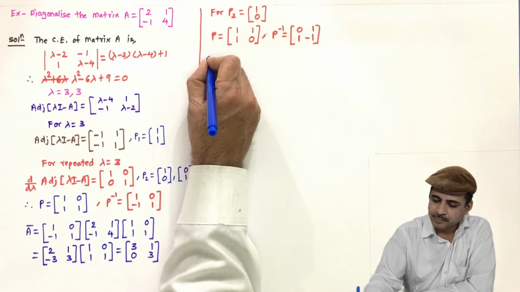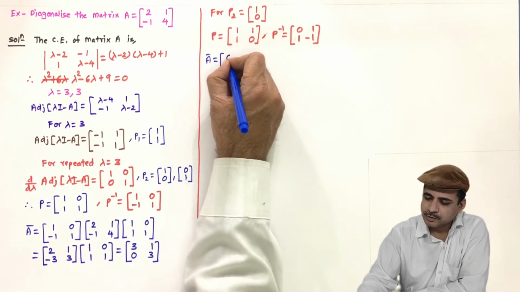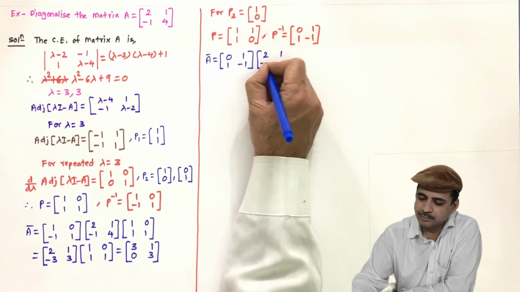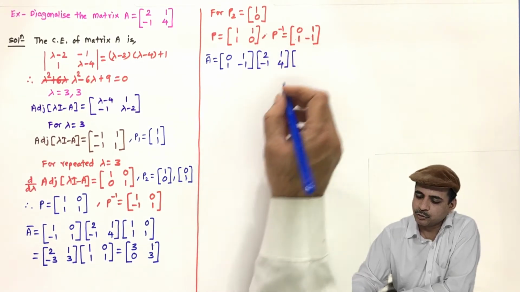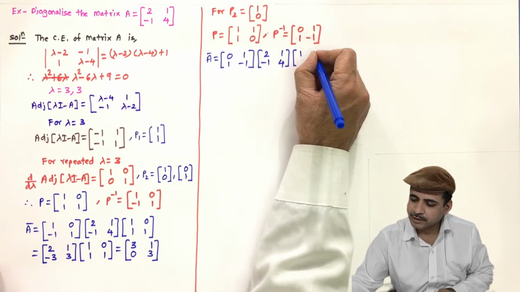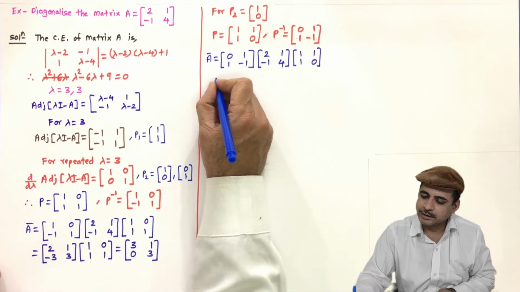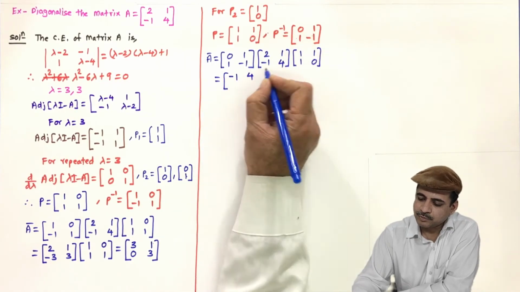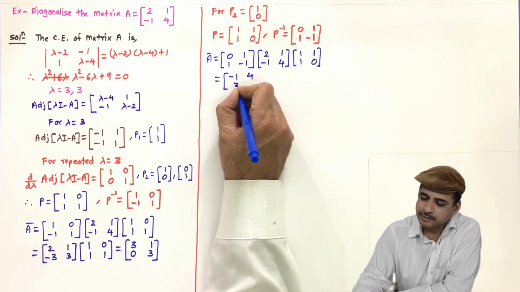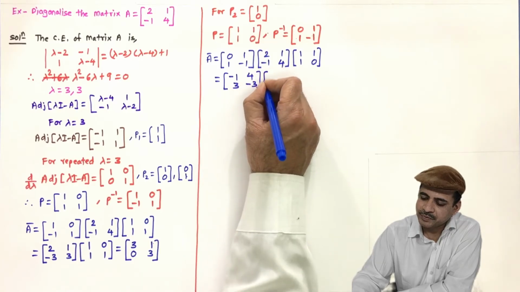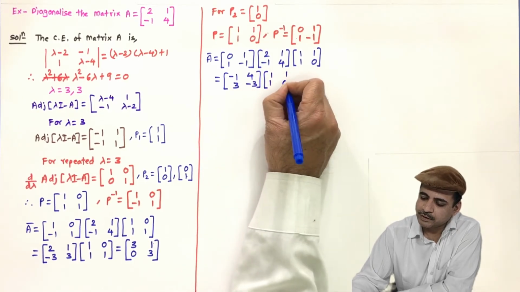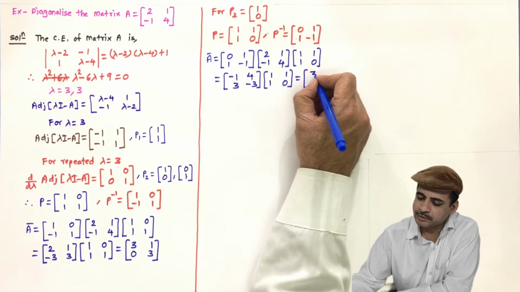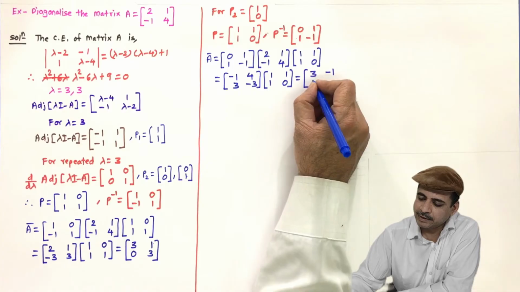And then A bar is equal to 0 1 1 minus 1 into 2 1 minus 1 4 into the P matrix, which is 1 1 1 0, and that I get now 0 minus 1, this is minus 1, this is 4, 2 plus 1 is 3, and 1 minus 4 is minus 3, into 1 1 1 0, and that is equal to, I get the matrix minus 1 plus 4 is 3, minus 1 plus 0 is minus 1, 3 minus 3 is 0, and 3.